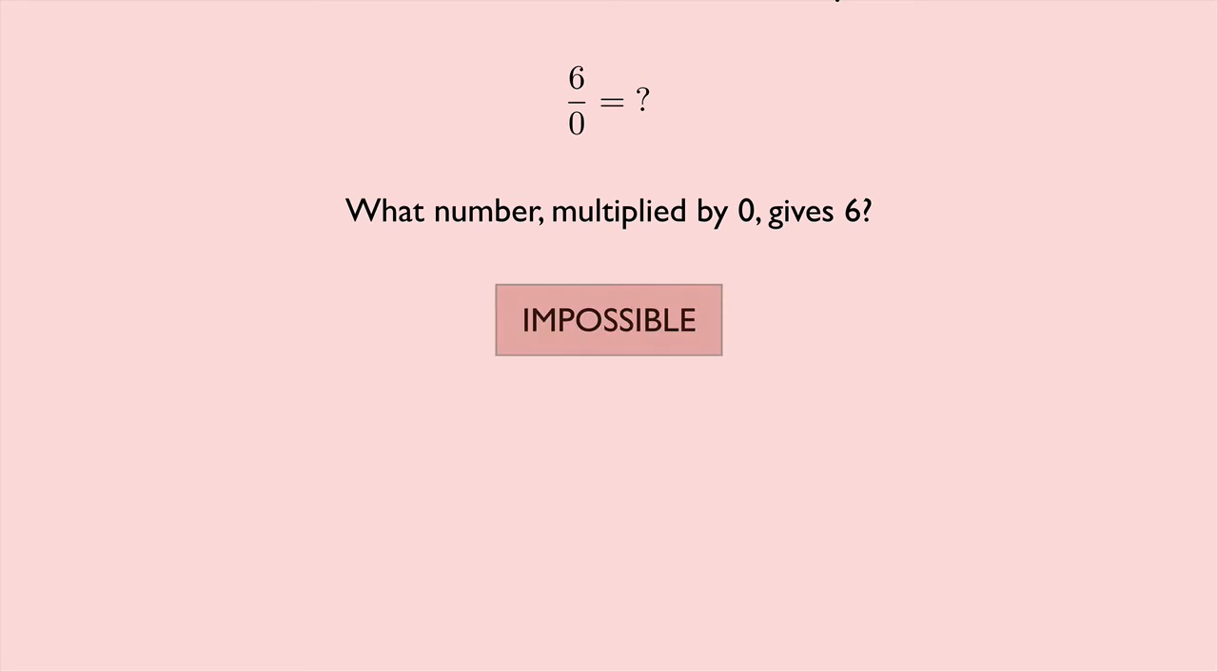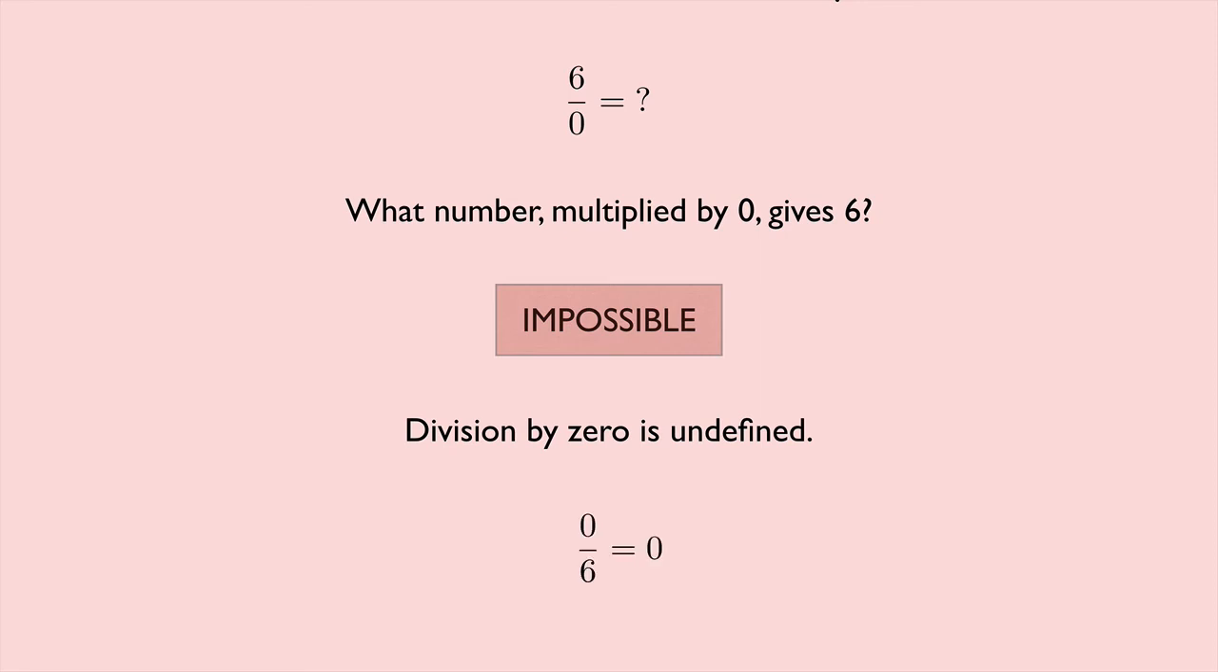What about 6 divided by 0? How would you do something like that? Well, we would need to find a number that when multiplied by 0 gives 6. But anything multiplied by 0 is going to be 0, so there isn't a number that's going to work for this. So in this case, it's impossible. So what we say is that division by 0 is undefined. We just refuse to define it. So if you ever see something divided by 0, just say undefined.